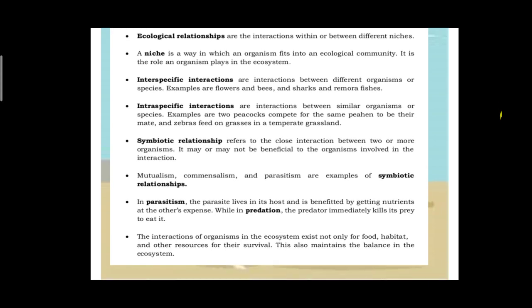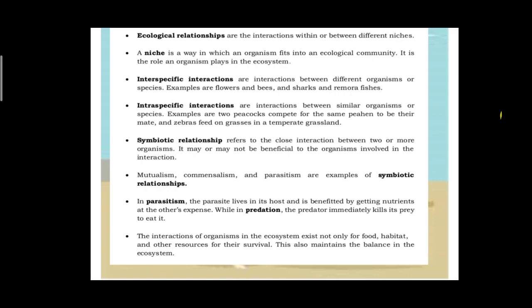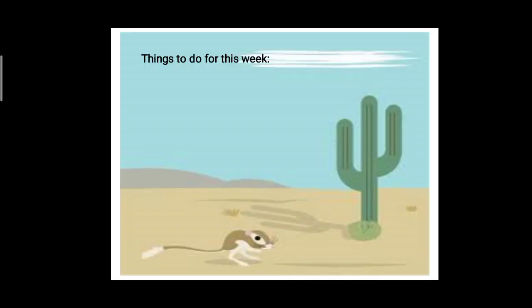The interaction of organisms in the ecosystem exists not only for food, habitat, and other resources for their survival. This also maintains the balance in the ecosystem. Okay, so hindi lang dahil sa pagkain or tirahan sila nag-aaway-away. Itong mga role na ginagampanan ng bawat organism ay nangyayari para maging balanse yung ating ecosystem.